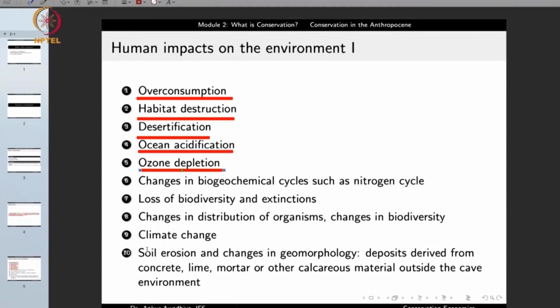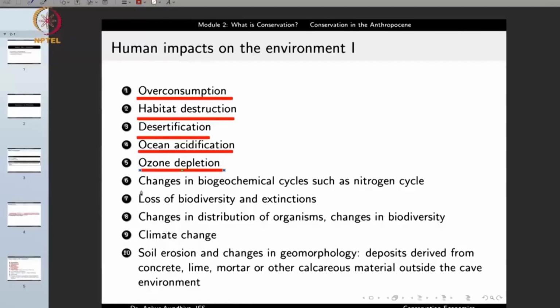Now, remember that most of these things did not occur before the impacts of humans was felt, because things like chlorofluorocarbons do not occur naturally on the earth. This is a completely man-made chemical, and we have produced this chemical at such a vast scale that it has led to ozone depletion. Next, we have changes in the biogeochemical cycles such as the nitrogen cycle.